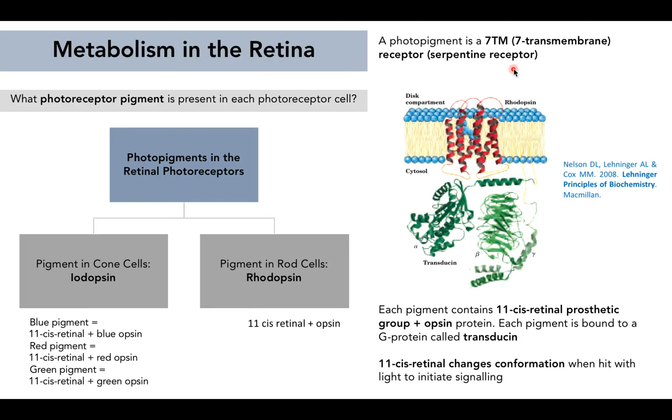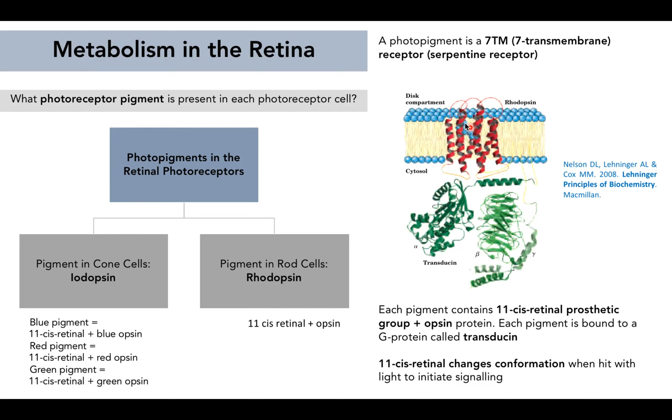If you recall, when we talk about cell membrane and signaling, a 7-TM receptor or a serpentine receptor is usually coupled with a G protein. In this case, this is the retinal membrane. This is our photopigment. This photopigment is in red, and it's called an opsin. Opsin is the 7-TM receptor that we can find in the retina.